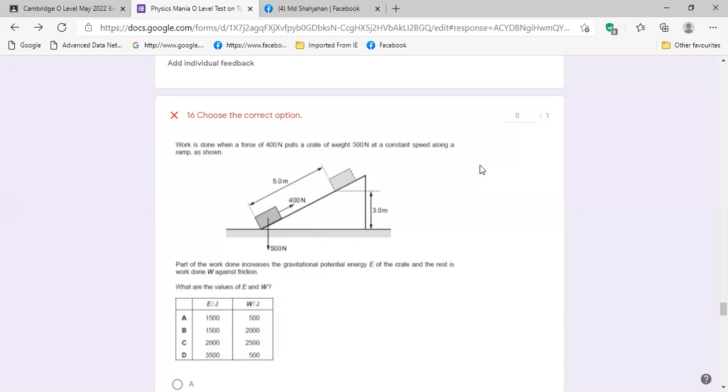3 meters. Which one? 3 meters. So we are taking the vertical height for calculating work done against the gravity, that is GPE, which will give us mgh, and which force we will use?